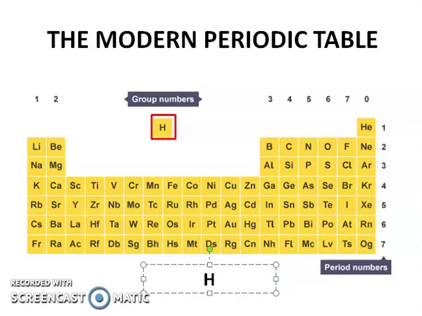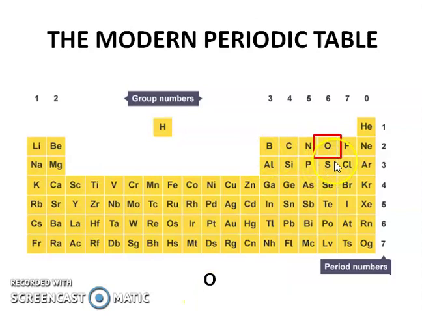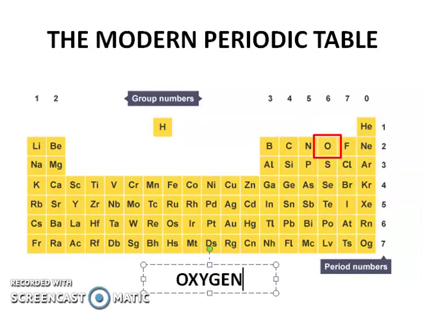Now let's look into a few examples of the metals and nonmetals in the periodic table. H. This H stands for hydrogen. And let's look at the O here. The O here is oxygen.